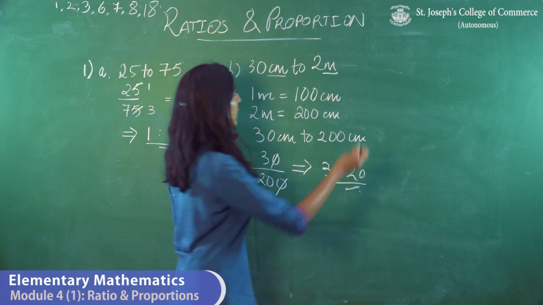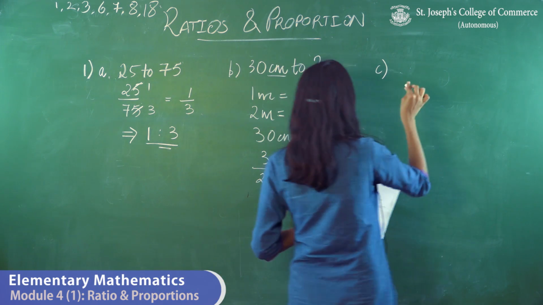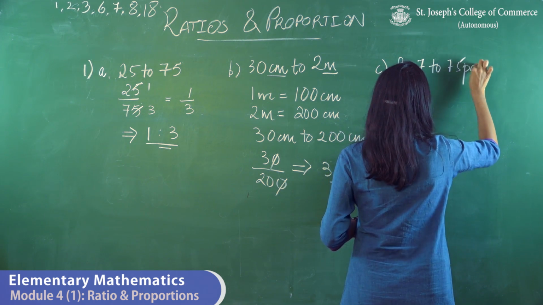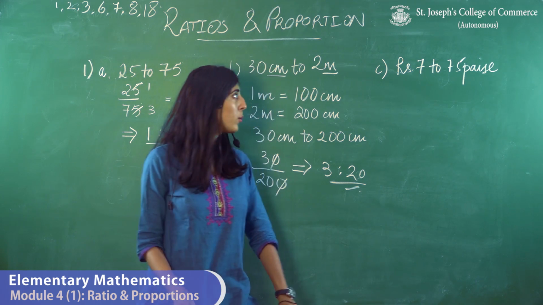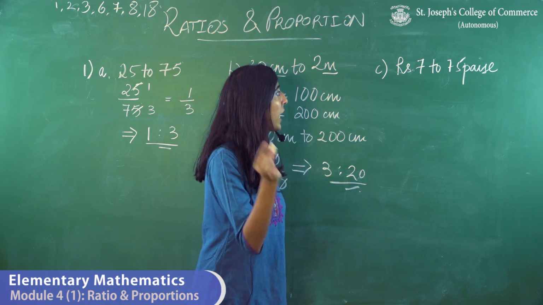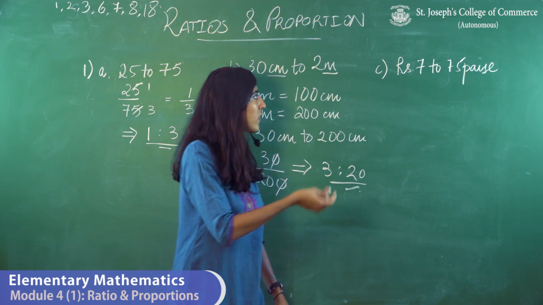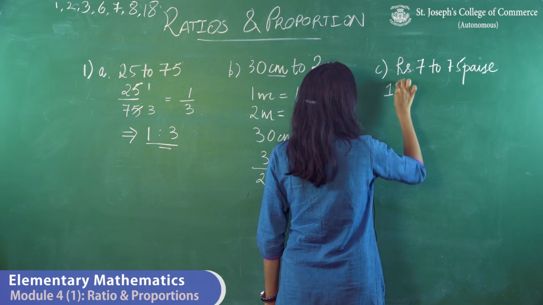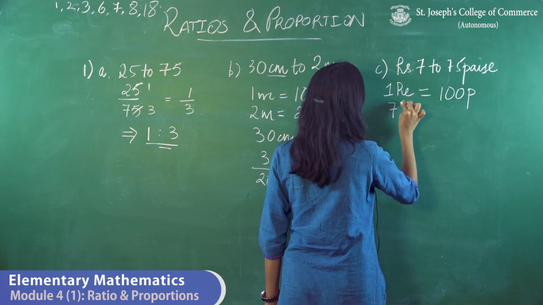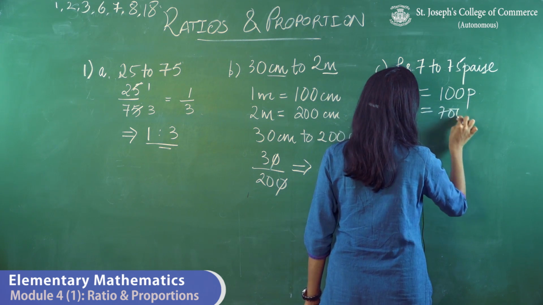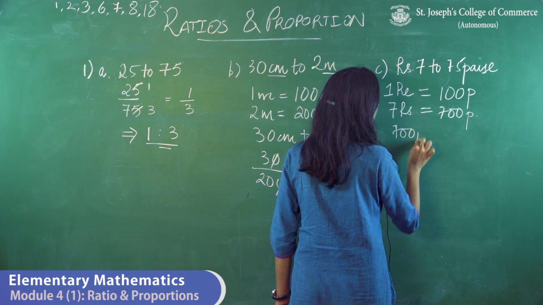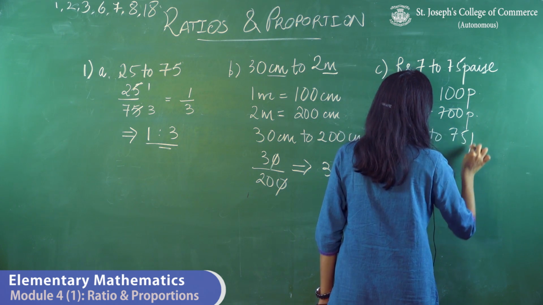The next sum we're going to be solving is the third part of it. This says rupees 7 to 75 paise. Now, the next thing we need to do, again, this is in different denominators, as in you have to convert either rupees to paisa or paisa to rupees. 1 rupee is equal to 100 paisa. Therefore, 7 rupees will be equal to 700 paisa. Next thing to do is it will be 700 paisa to 75 paisa.